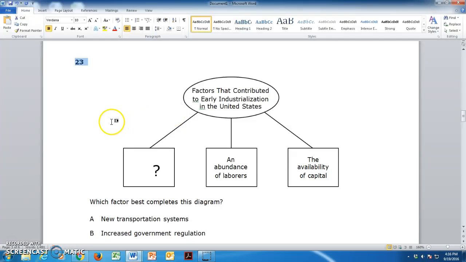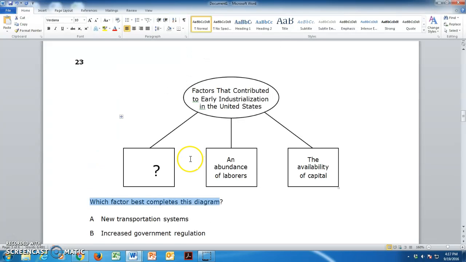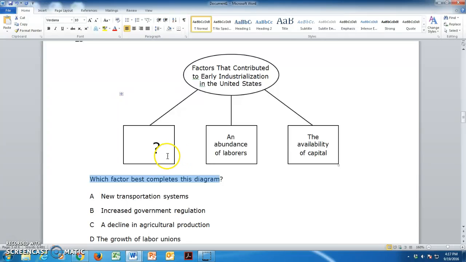And again, for these, if there's a chart, you have to understand what the chart stands for. So something like this means this is a main point, and these are all things that go to the main point. So I could change this to ice cream flavors, and this would be strawberry right here, chocolate right here, and what would go here? Very good, Rocky Road. So which of the factors best completes this diagram? Well, that's not really the question. There's a question mark, but that's not the question.